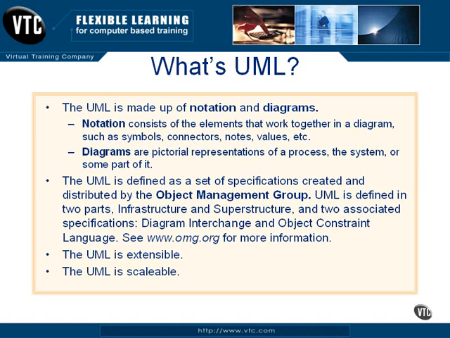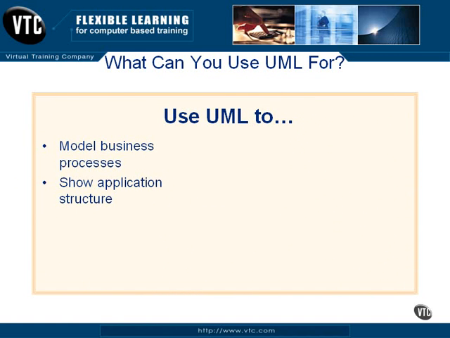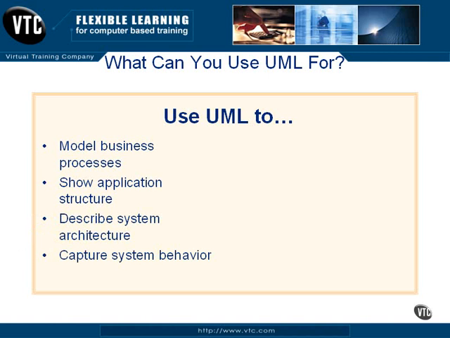And it's also worth noting that the UML is scalable. You can use UML equally well to model a huge multi-million-dollar system, or you can use it to do a quick sketch of a business process. It can be as big or as small as you need it to be. That kind of flexibility lets you use UML for a number of different things. You can use UML to model business processes, show application structure, describe system architecture, capture system behavior, and model data structure.